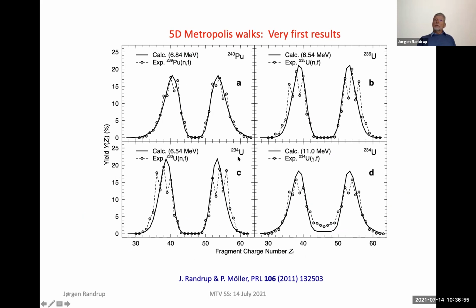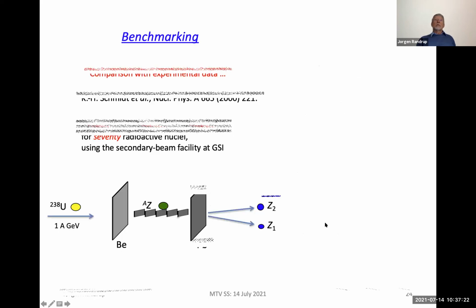Secondly, uranium-234 here is the same nucleus, but at different excitations. It works fine for the low excitation, thermal neutrons. At higher excitation, you can see the calculation doesn't fill in as much as it should. This is because the energy dependence, the level density, is not taken into account properly. This has now been done, and we can check how well it works.